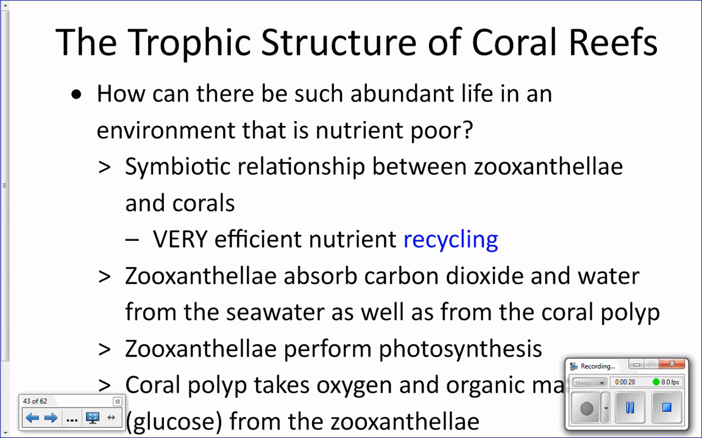Okay? We're not going to go into all of the nitty-gritty detail of the ecosystem working. We're going to do it very generally. Right? So you should have a general idea of what's going on in the coral reef.